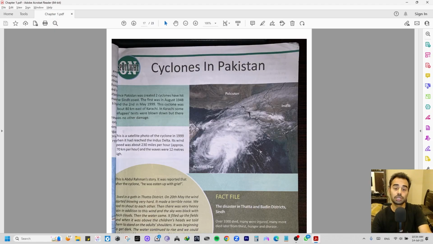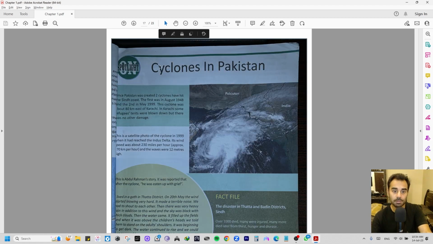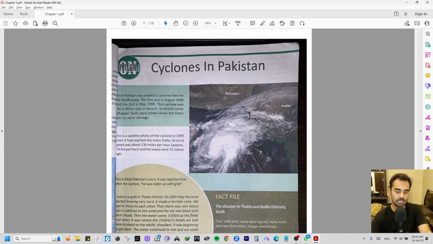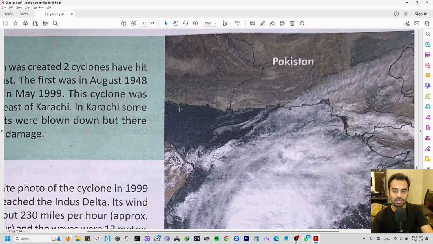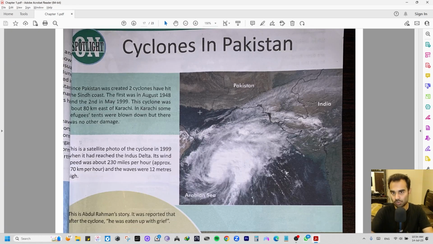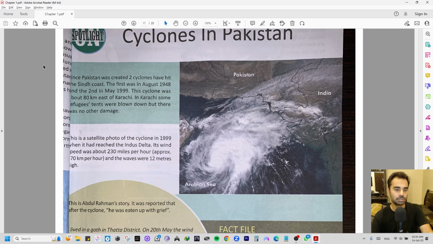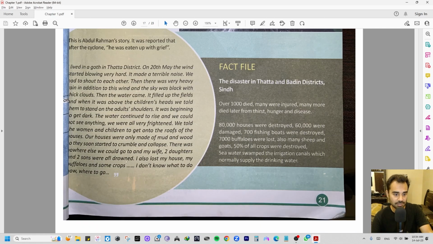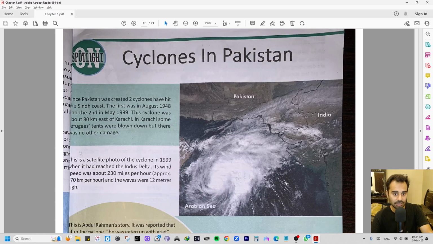So in this one we are going to talk about another spotlight topic, and that is cyclones in Pakistan. We have already understood how cyclones are forming, how the clouds are forming, how the rainfall is taking place, and now we're going to try to understand the cyclone situation here in Pakistan as well. I'm sorry guys, it's a little bit cropped from here and also from here because I guess I haven't taken the picture in the right way.